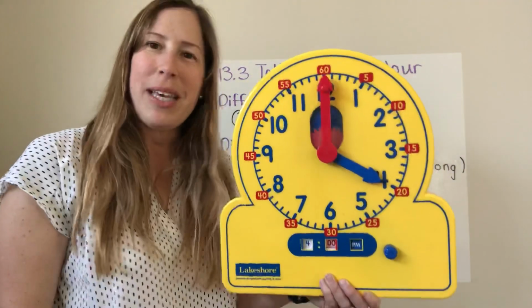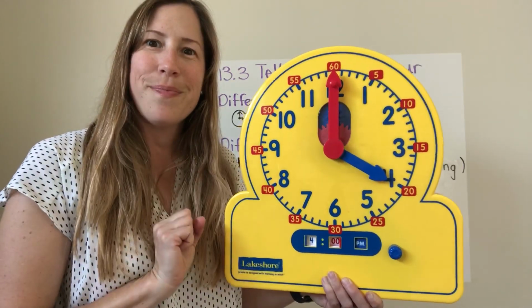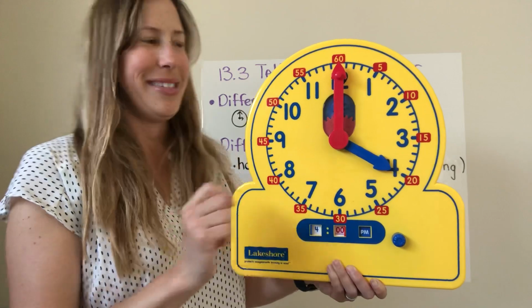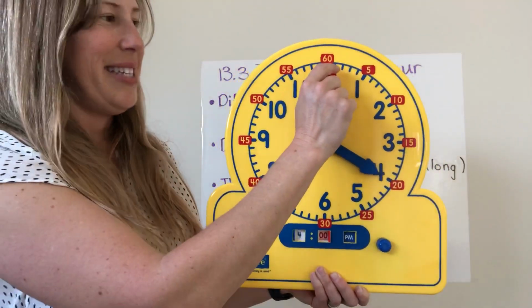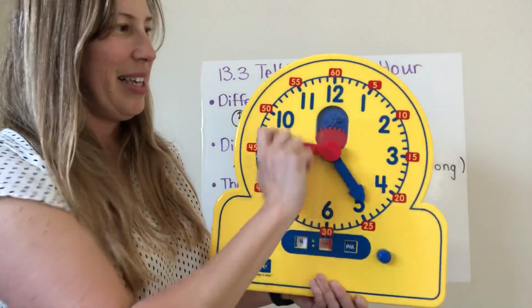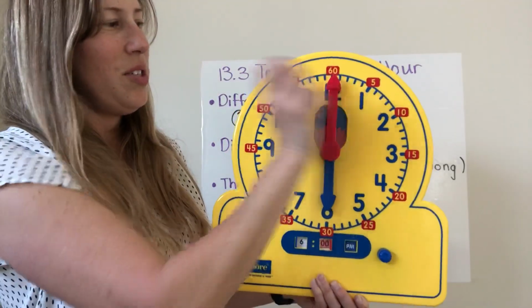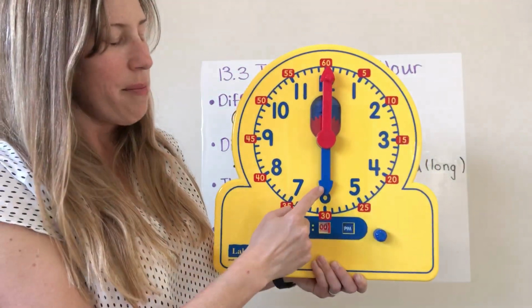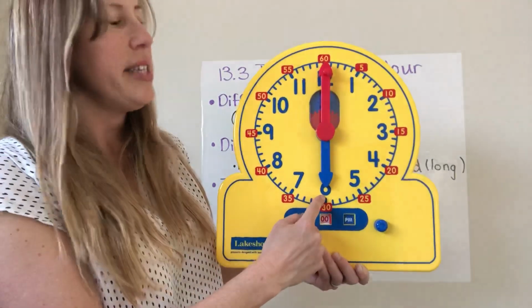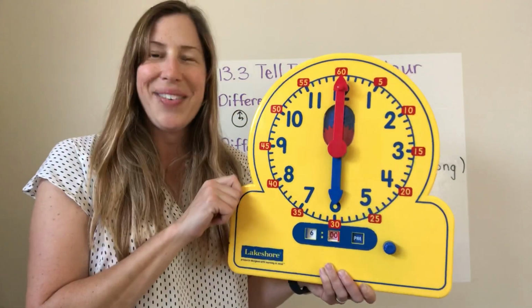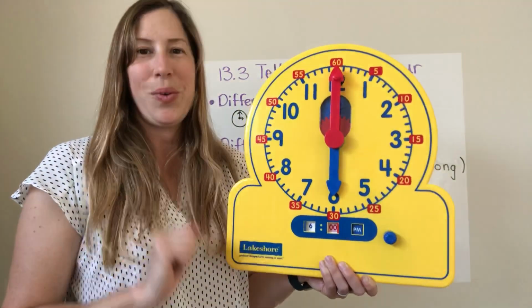What time would it be in 2 hours? Go ahead and take a guess. All right, let's test it. 1 hour, 2 hours. All right, my hour hand is pointing to the 6 and my minute hand is on the 12, so I know that it is 6 o'clock.